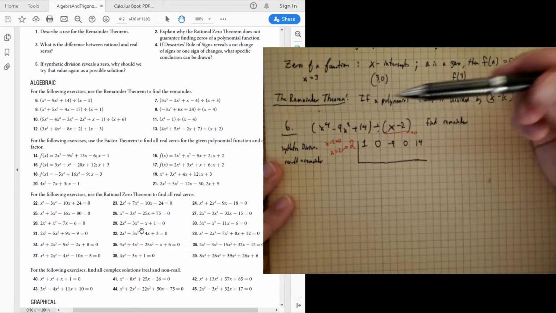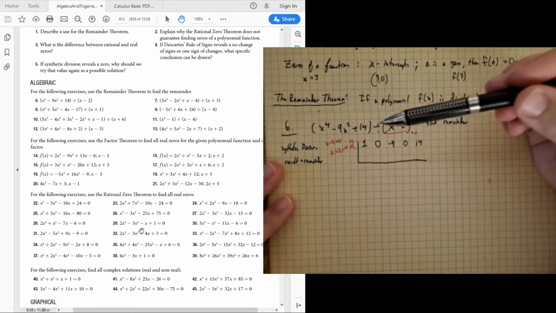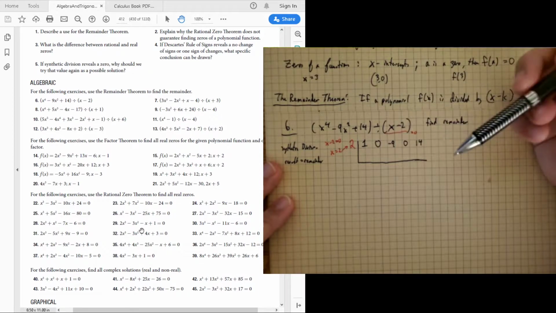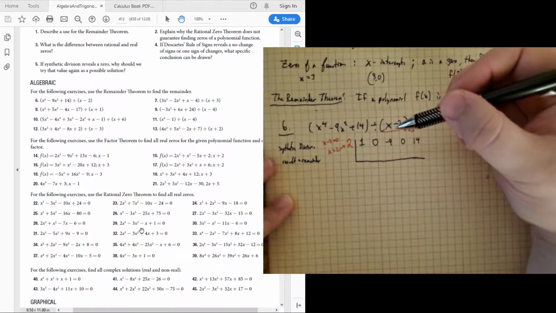Notice it's a great way to phrase this so I don't miss any zeros. I just ask, how many of the next one do I have? I have x to the 4th first. How many? 1. How many x cubes? None of them. How many x squareds? Negative 9. How many x's? None. How many constants? 14. And now I'm going to do synthetic division with the result being my remainder.